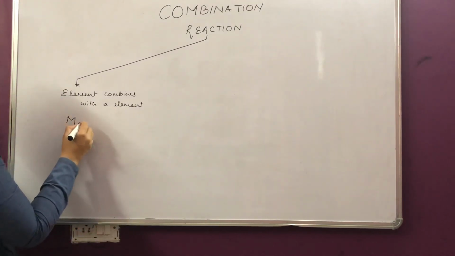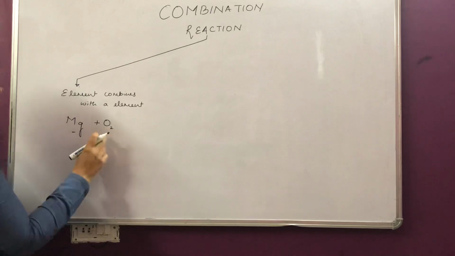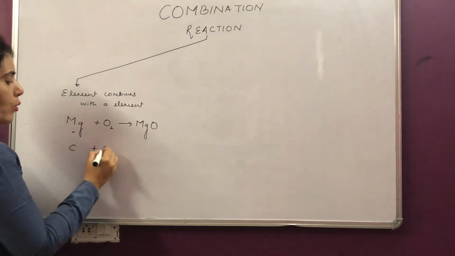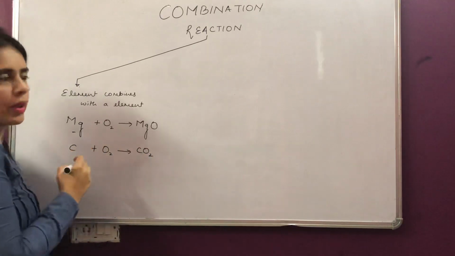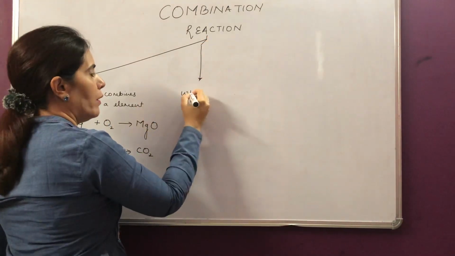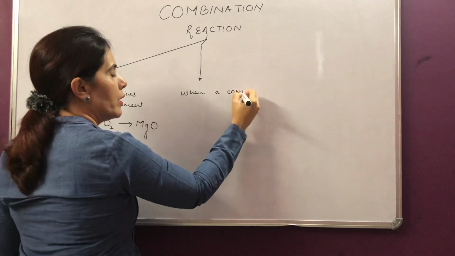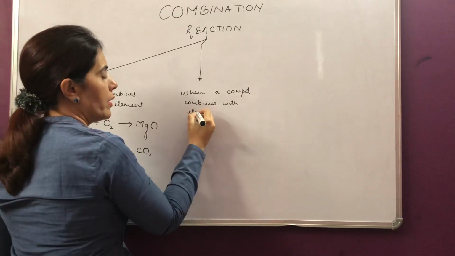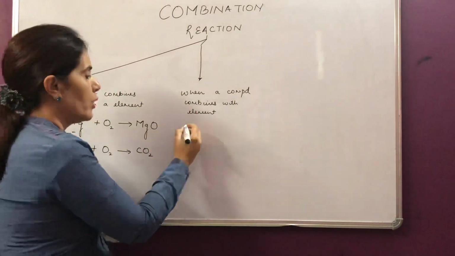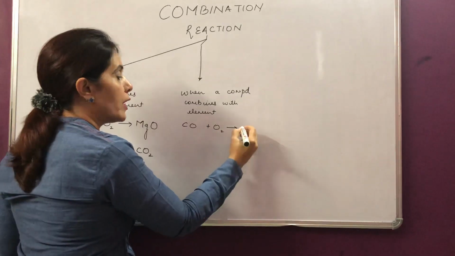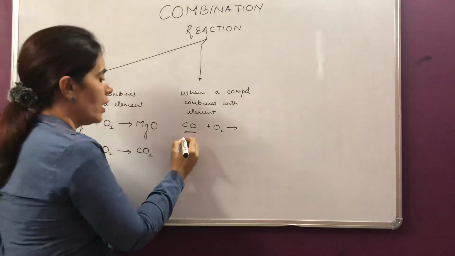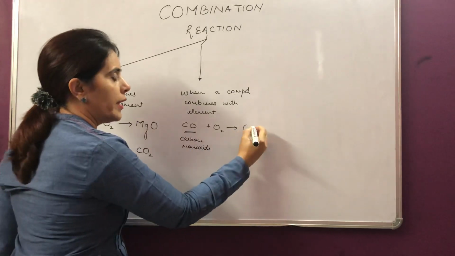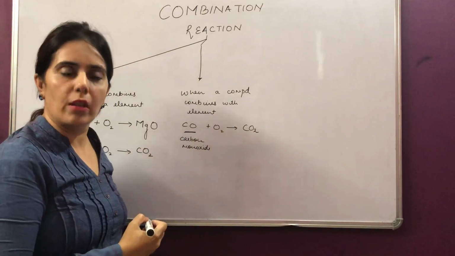The examples we did: magnesium is an element combining with another element, oxygen, to give what? MgO. C plus O2 gives what? CO2. The second type is when a compound combines with an element to give a single product. So C plus O2 gives CO. CO is what? A compound, carbon monoxide. And they give a single product. That is why this is known as combination reaction.